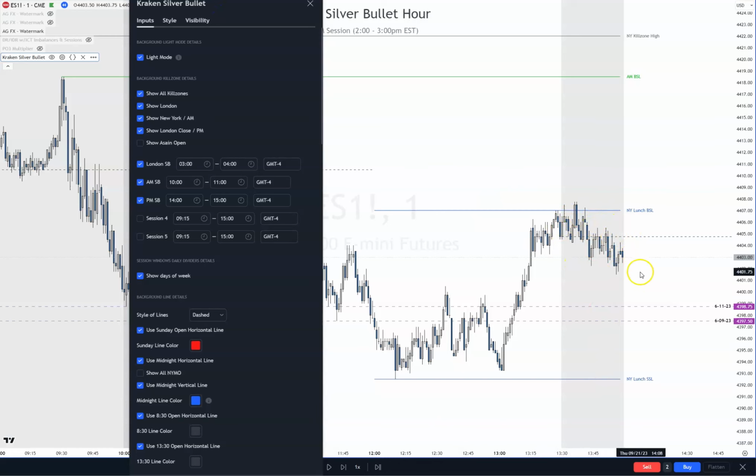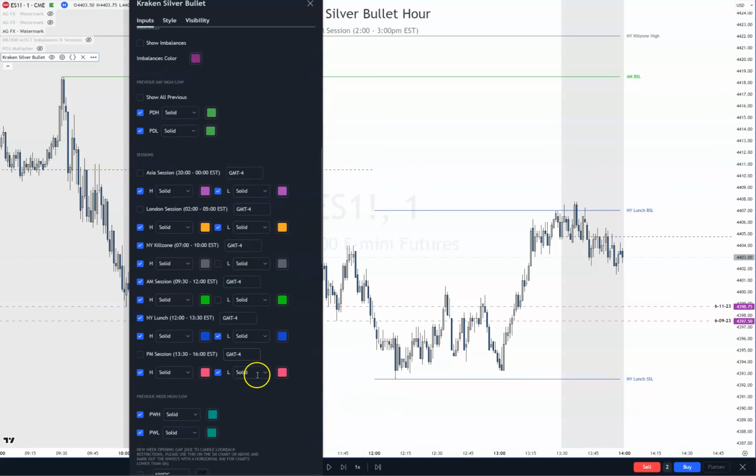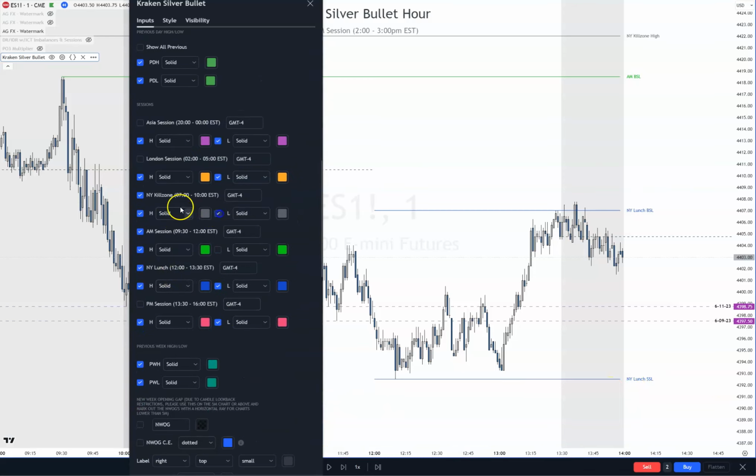So this has been taken. Now I'm looking for this low to be taken out. We've taken liquidity here, we've taken the lunch liquidity out. Now I'm looking for the lunch low to be taken. Okay, so I'm going to turn these on and turn them off. Now the lunch, I'm going to leave that on for sake of discussion.